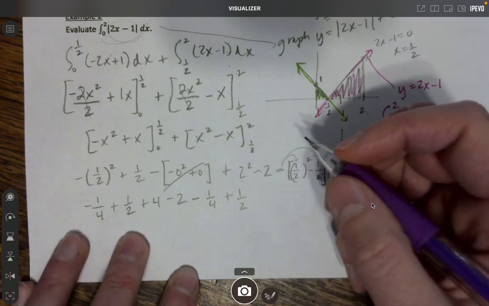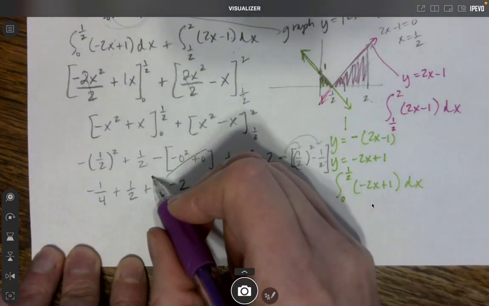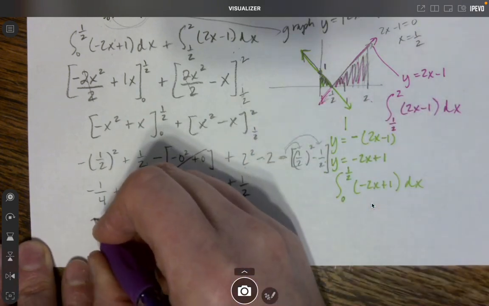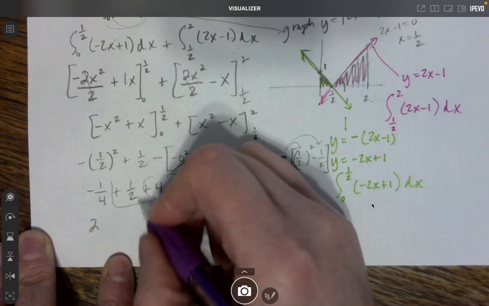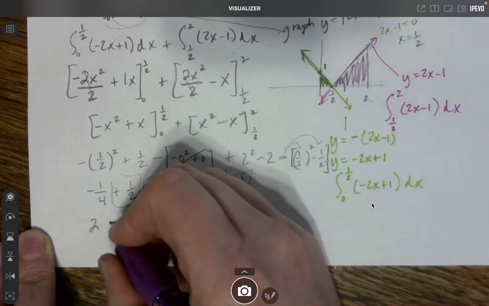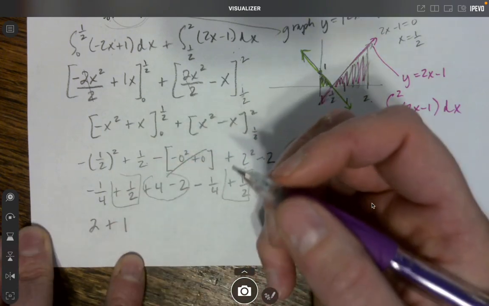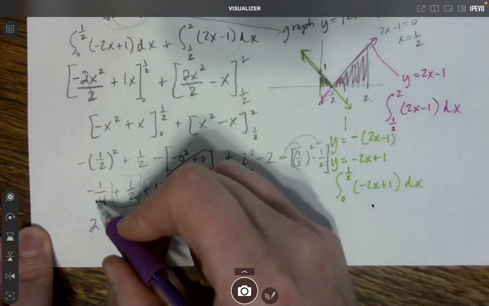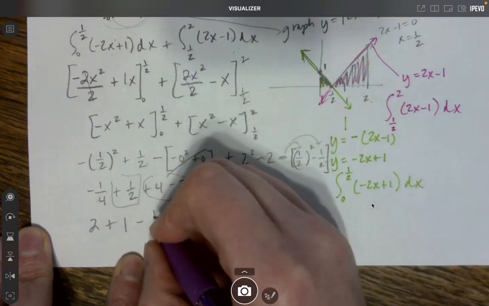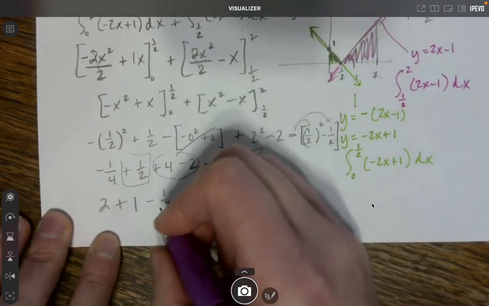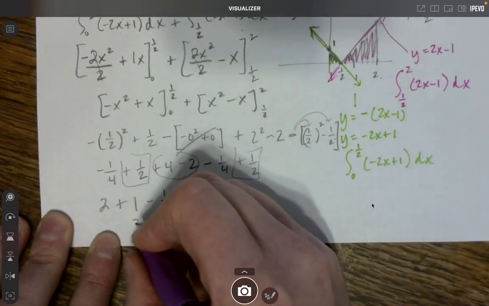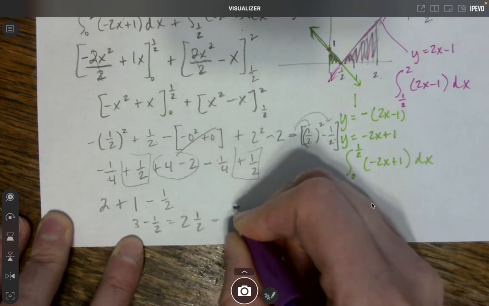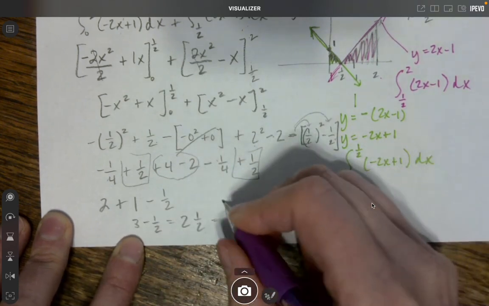All right, so let's see what we got going on. I would definitely combine these two. That's going to make a 2. Let's see, I have a 1/2 and a 1/2, makes a whole. And let's see, I've got a 1/4 and a 1/4, so that's going to be minus 1/2. So 3 minus 1/2 is going to be 2 1/2 or 5/2. That was a lot of work.